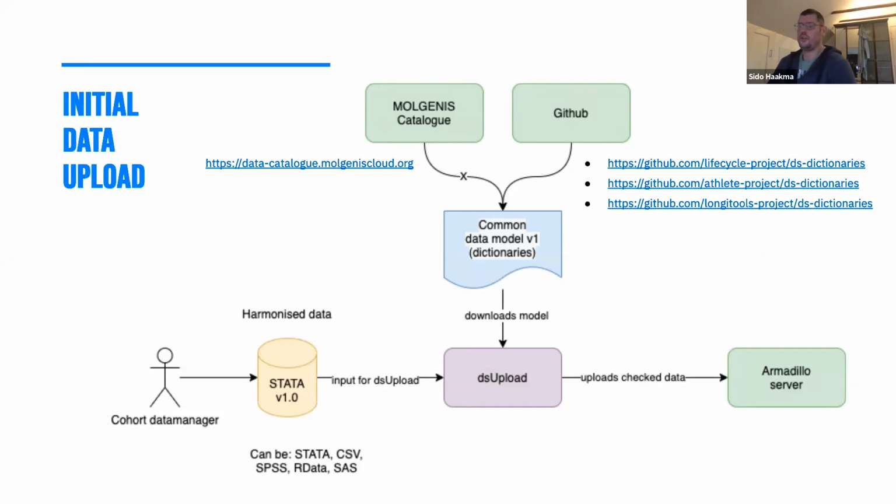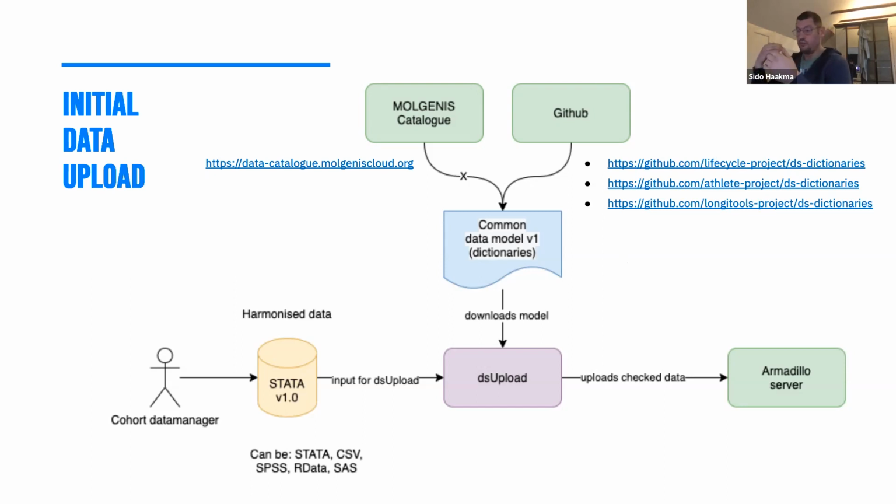So as a cohort data manager, you harmonize the data. And this is done mostly in several formats. So some data managers use Stata or SPSS or SAS or R or CSV or whatever they choose. You can use that as input for the DS upload. Then the DS upload package downloads the common data model for the project. For LifeCycle, you have the model stored in a GitHub repository, which are actually Excel files, and the Excel files describe how the data should look. And then it checks the data against the common data model.